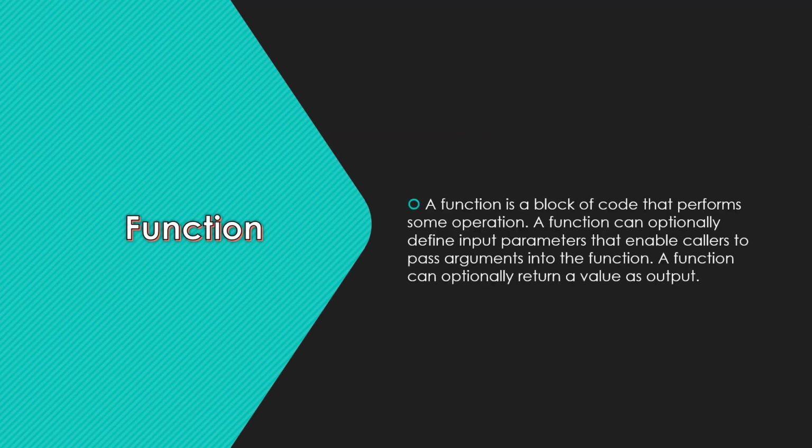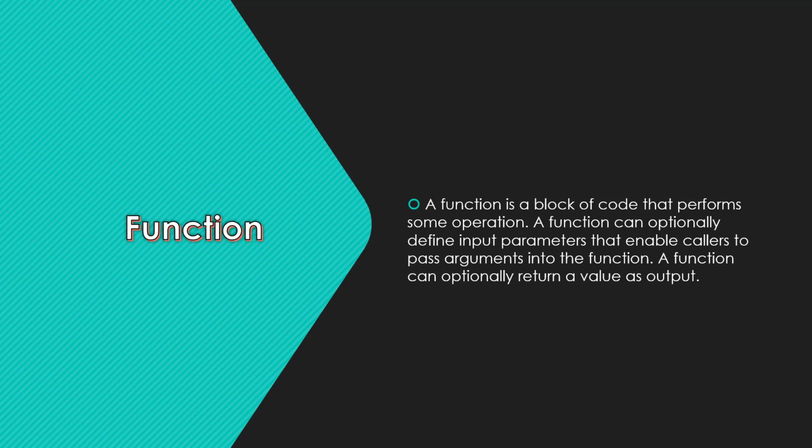What is a function basically? A function is a block of code that performs some operations. A function can optionally define input parameters that enable callers to pass arguments into the function. A function can also optionally return a value as output.